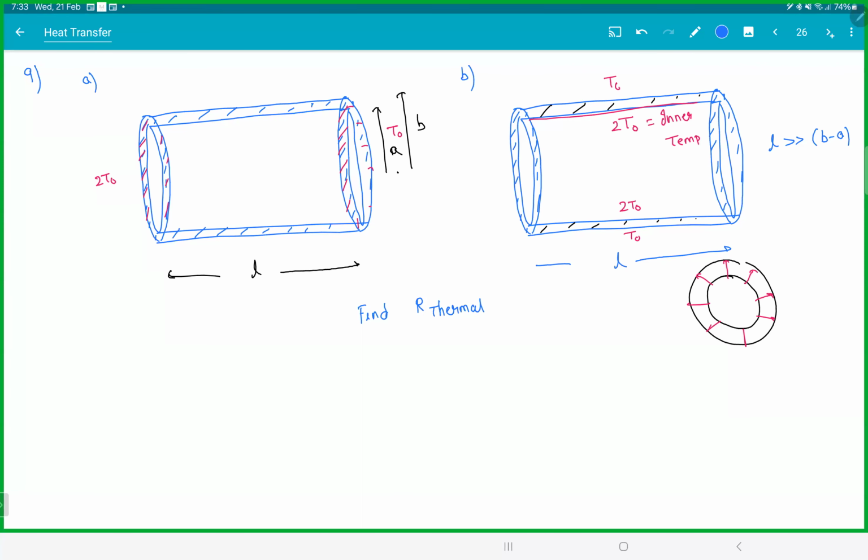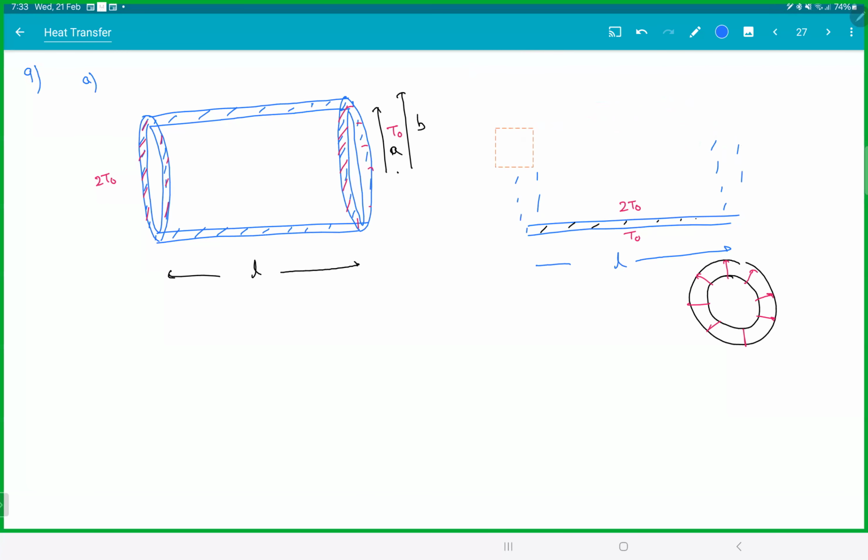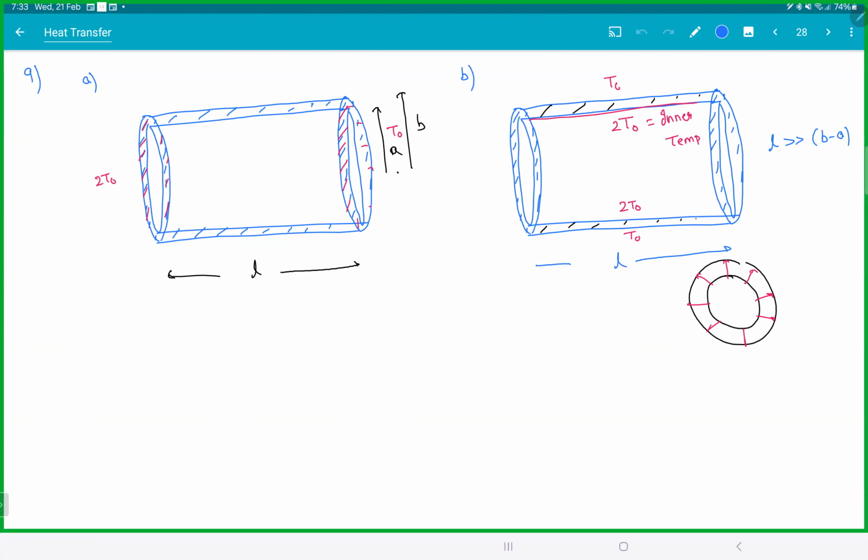Right, Lakshika. First one will be parallel. First is easy, right? First is what? What is the formula for R thermal? Length is L, fair enough. K times the area it flows through, pi into B square minus A square. Done in one step. Isn't it? Heat is flowing only through that thin section there. That's it.